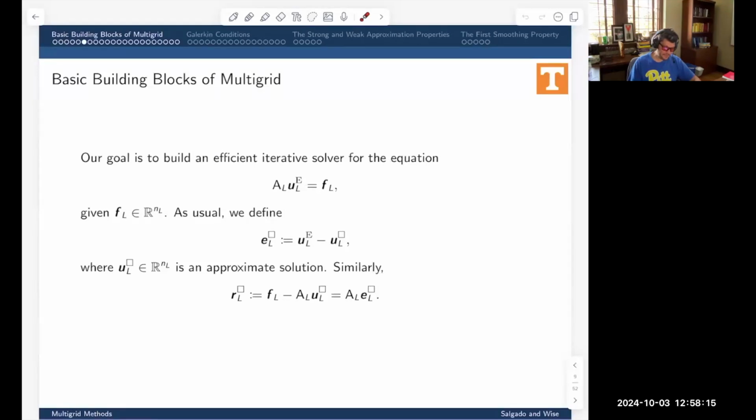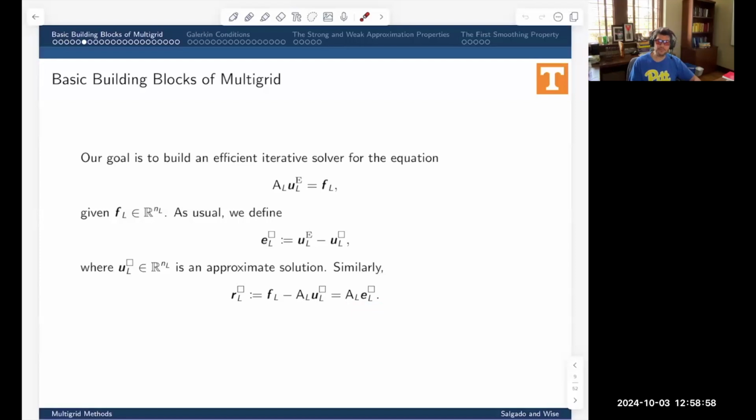We talked about the fact that we're really interested in solving one problem, and that is, if I'm given a forcing vector on the finest level, so L is always the finest level, 0 is always the coarsest possible level, and given the stiffness matrix and this forcing vector on the finest level, what is this displacement vector U_L^E? We said that the exact solution is going to be designated by this capital E. We define the error vector and the residual vector, and of course they always satisfy an error residual equation.